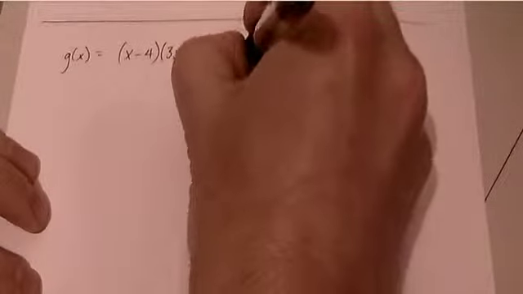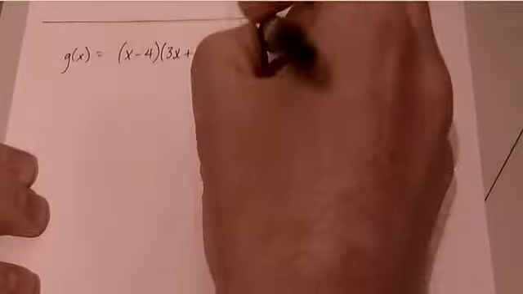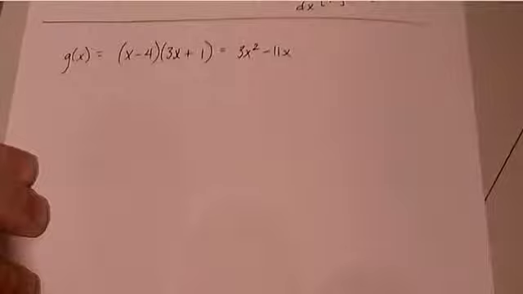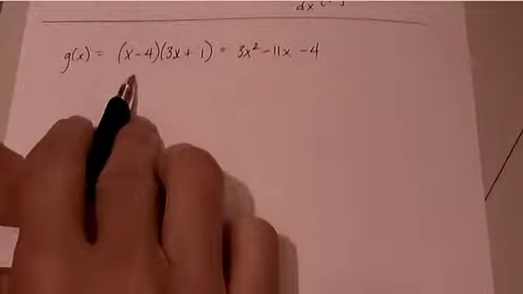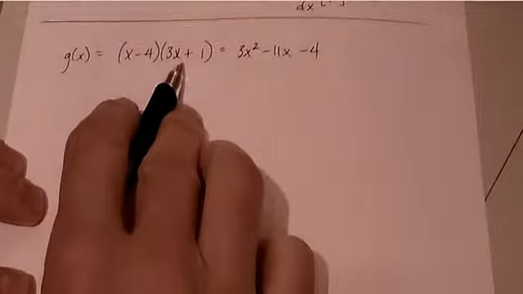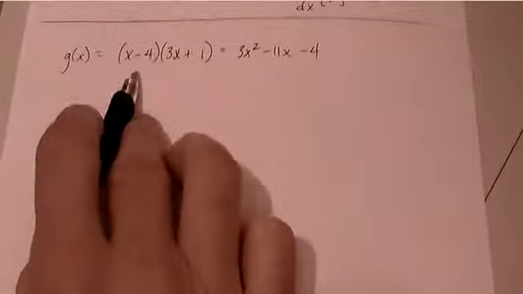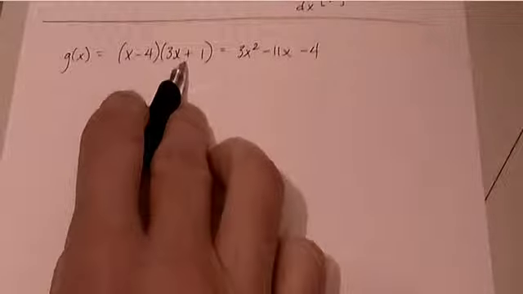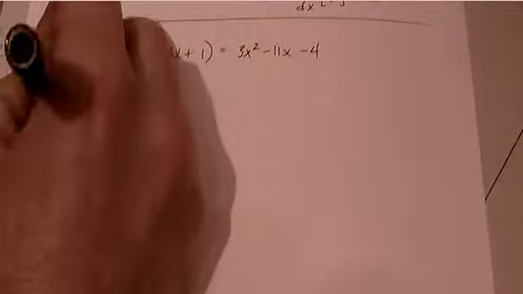But this is just two binomials that can be easily FOILed in order to get us to 3x squared. Now the outer is going to be x, the inner is going to be negative 12, so that's negative 11x minus 4, okay? So you need to remember that sometimes it's good to go ahead and change the form, and when we start doing the product rule, we'll come back and I'll show you the fact that getting the derivative this way and getting it by the product rule are actually the same thing.